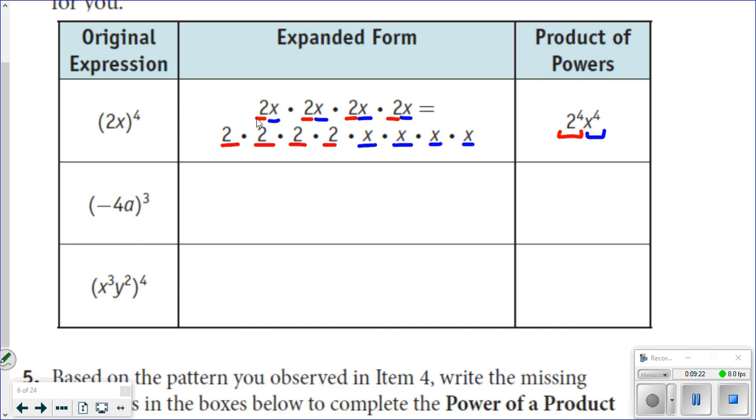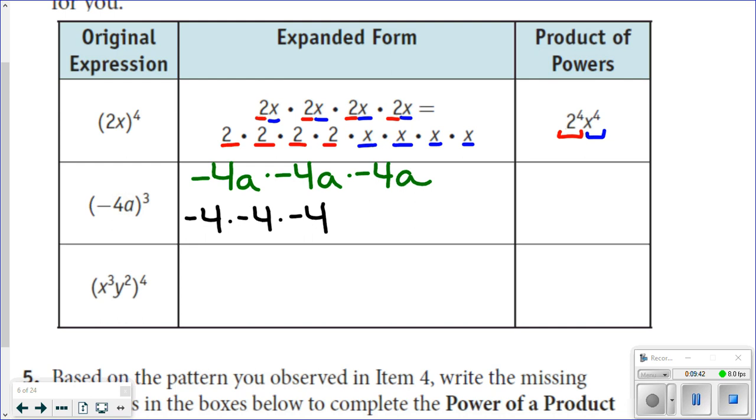Okay, the second example here is negative 4a raised to the 3rd power. So negative 4a times negative 4a times negative 4a. I'm going to group together my negative 4's. Then I'm going to group together my a's. And let's count them out. So it's negative 4 raised to the 3rd power, a raised to the 3rd power.